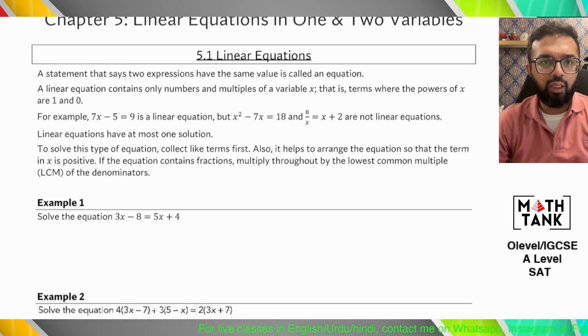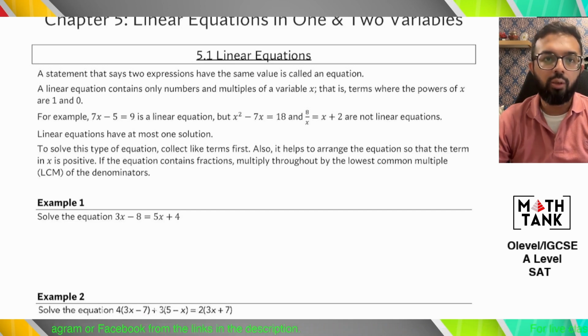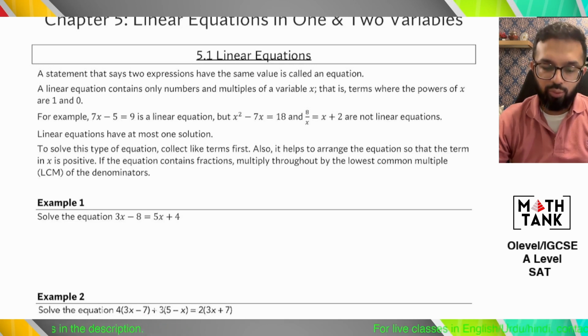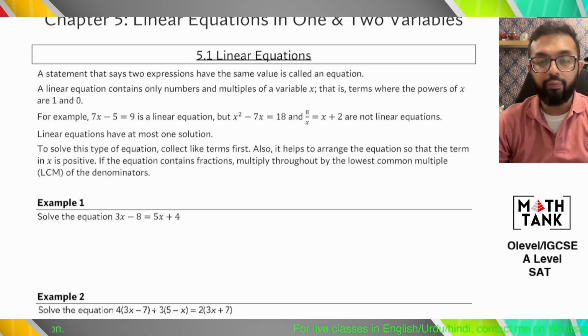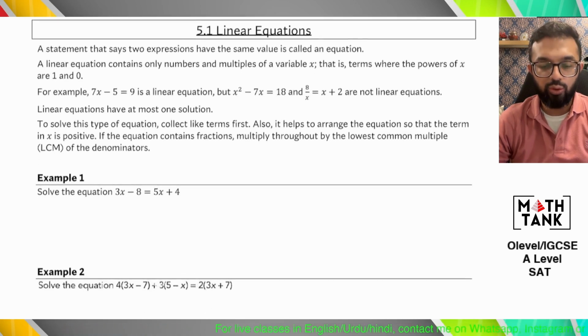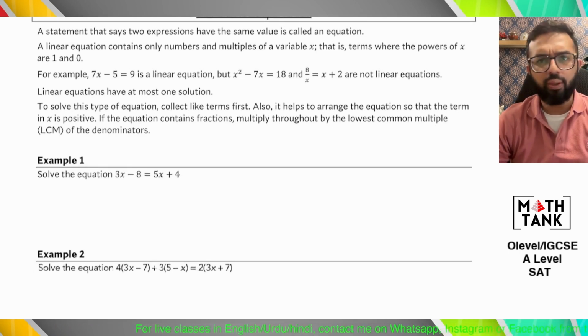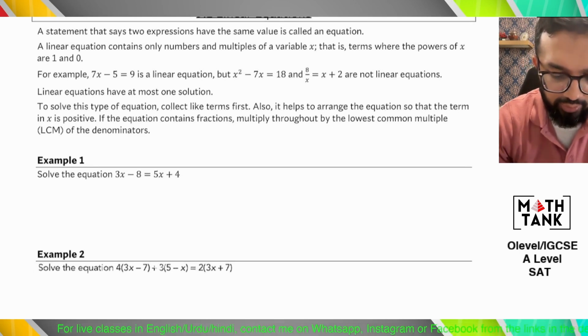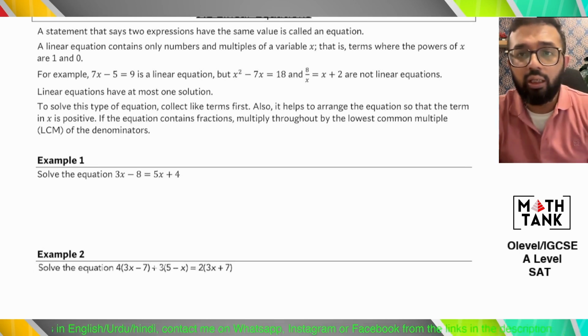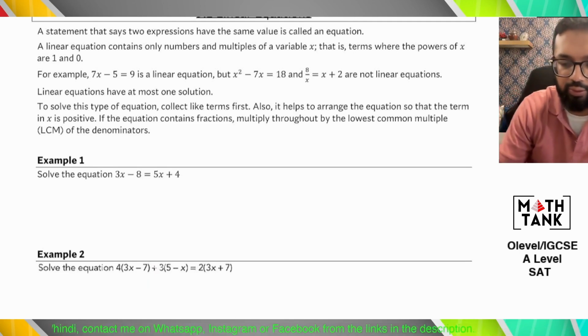So for example, 7x minus 5 equals 9 is a linear equation, but x squared minus 7x equals 18 is not. 8 over x equals x plus 2 is also not a linear equation. Remember that the power of x has to be in the numerator. Linear equations have at most one solution. They can also have no solution at times, but let's talk about that later on. They can sometimes also, in fact, have infinite solutions, but that's not stated here.